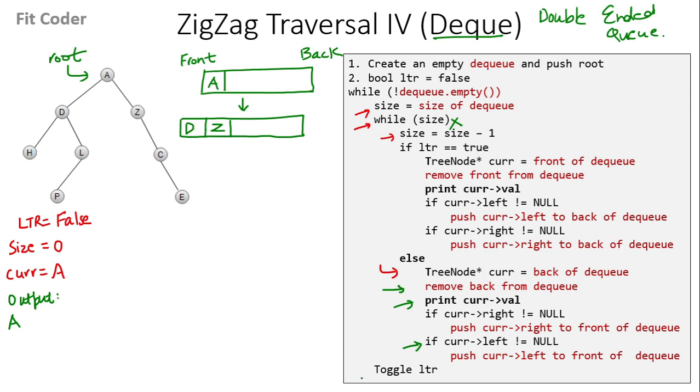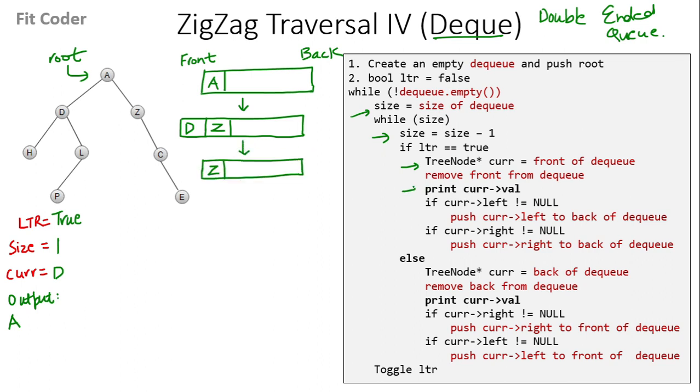We come outside and we toggle the value of LTR. So LTR is now true. We again check here while deque is not empty. So size of deque is now 2. We come inside. We decrement size. The size becomes 1. We check value of LTR. LTR is true. Current becomes equal to front of deque, which is D. We remove front from deque.